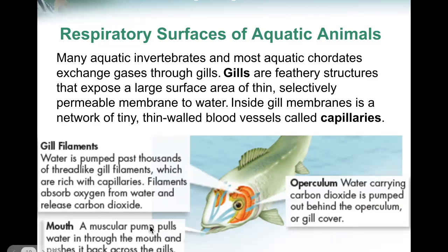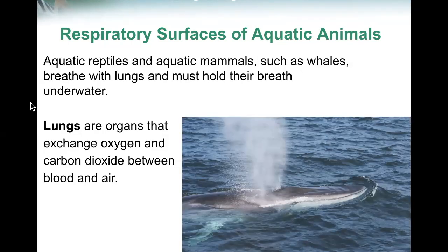In the mouth, a muscular pump pulls water in through the mouth and pushes it back across the gills. Water carrying carbon dioxide is pumped out behind the operculum, or gill cover. Aquatic reptiles and aquatic mammals, such as whales, breathe with lungs and must hold their breath underwater. Lungs are organs that exchange oxygen and carbon dioxide between blood and air.